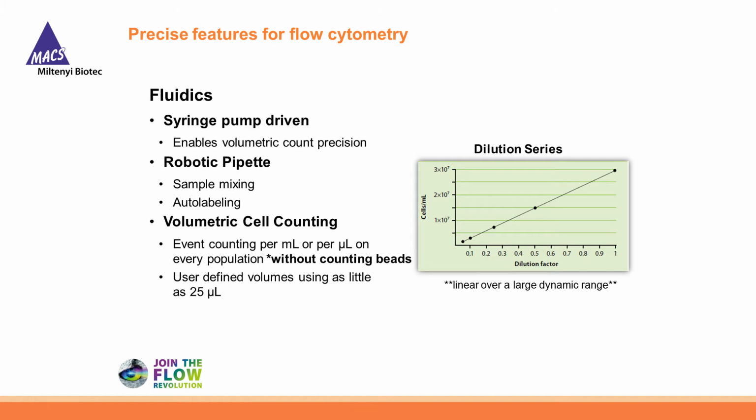To get back to cell counting, this is on a per milliliter or per microliter basis for every population that's really acquired in your data. And its accuracy is validated for 25 microliters or higher. And this is, of course, generated without counting beads.